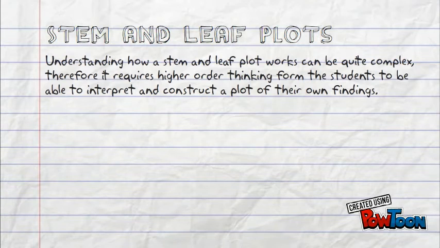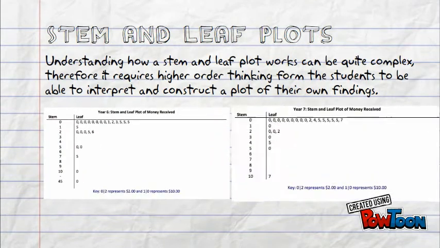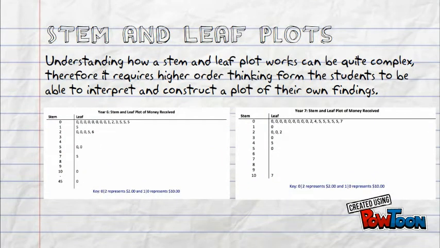Through Microsoft Word, I was able to create a stem and leaf plot. I chose to present my findings in a stem and leaf plot because if I were to explain to my students about how to include money values in this form of graphing, I could use the information below as an example. Understanding how a stem and leaf plot works can be quite complex. Therefore, it requires higher order thinking to be able to interpret and construct a plot of their own findings.